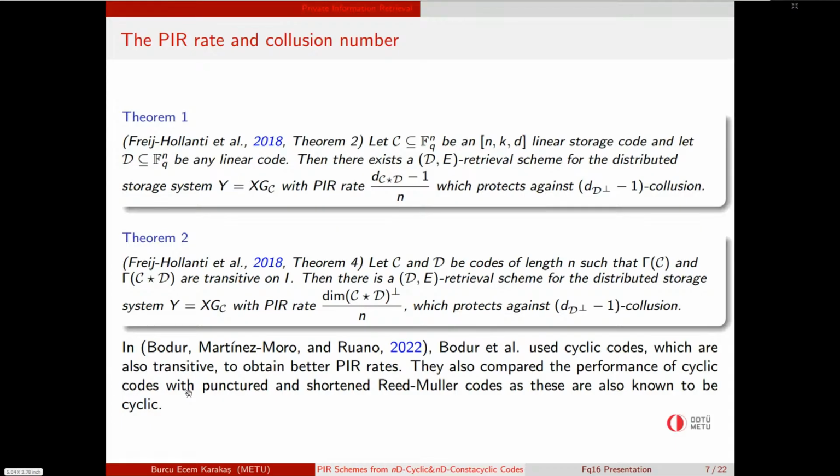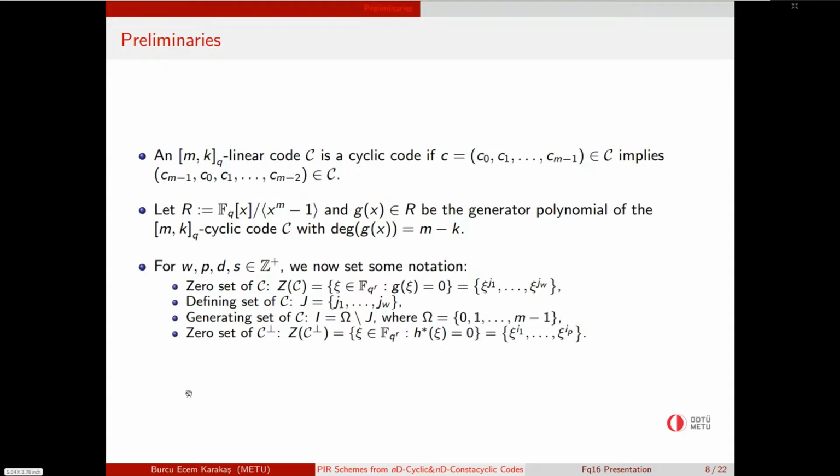So, in 2022, Bodur et al. used cyclic codes. They are also transitive codes, and they obtain better PIR rates. So, in our work, we use anti-cyclic codes. We show that they are transitive, and we obtain better PIR rates according to their results. To show that, first I'm going to show that anti-cyclic codes are transitive.